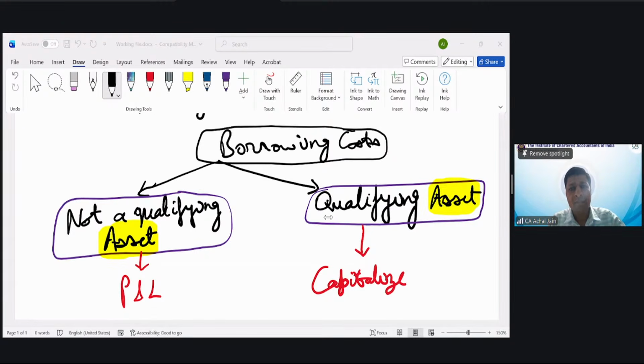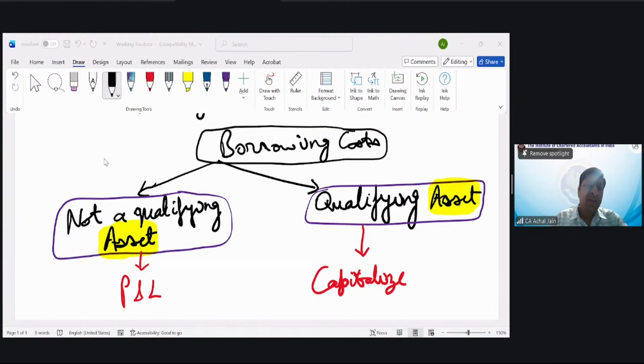Yes, sir. I have one doubt regarding non-qualifying assets. The repetitive basis over a short period of time is given in the study material. Can you explain that, sir? What are non-qualifying assets under a short period of time? Before I do that, can you help me understand what is a qualifying asset? Are you clear on that? Yes, sir. A substantial period of 12 months to get ready. That is the qualifying asset.